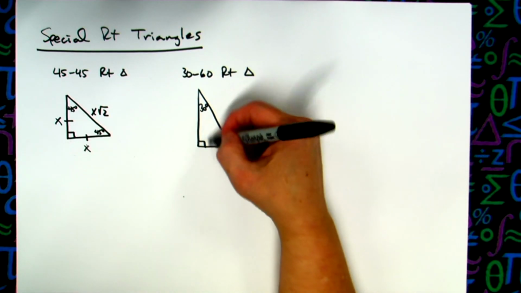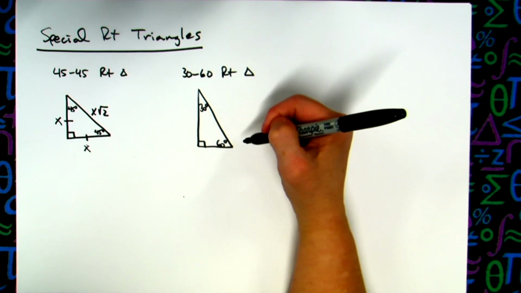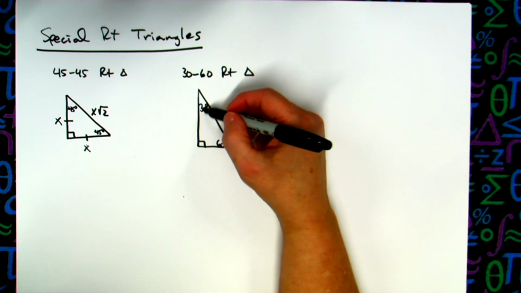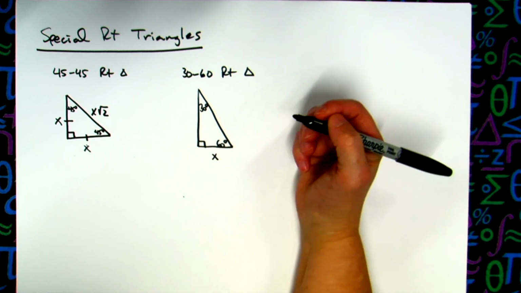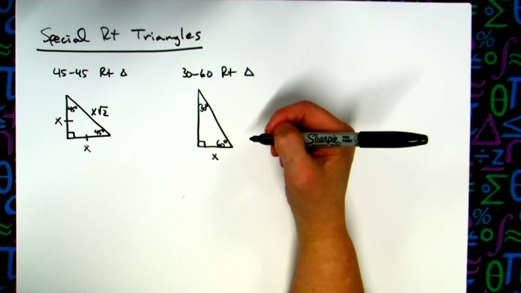All right, now you are going to have to memorize what the relationship of the sides are in a 30-60 right triangle. I always start with the smallest side. This is the smallest side of the triangle. It's across from 30. Across from 30, we're going to let that side be x. So if I know what that number is, then I can fill in the rest of the sides really easily.